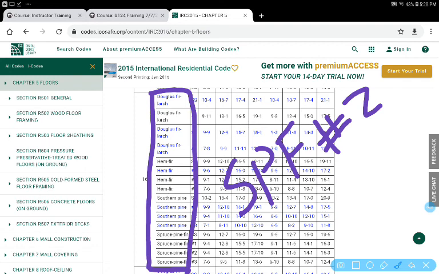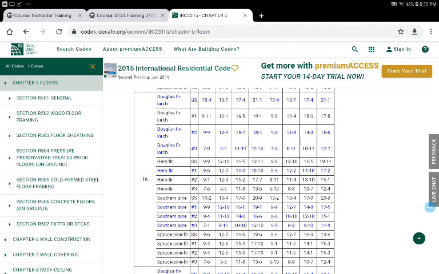So typically Lowe's and Home Depot are both going to sell an SPF number 2 pine. But how do you know that? You look at that grade stamp. The grade stamp, if it says SPF number 2, you know exactly what you're working with. So knowing that this is the most popular, I can see it, SPF number 2 is right there.